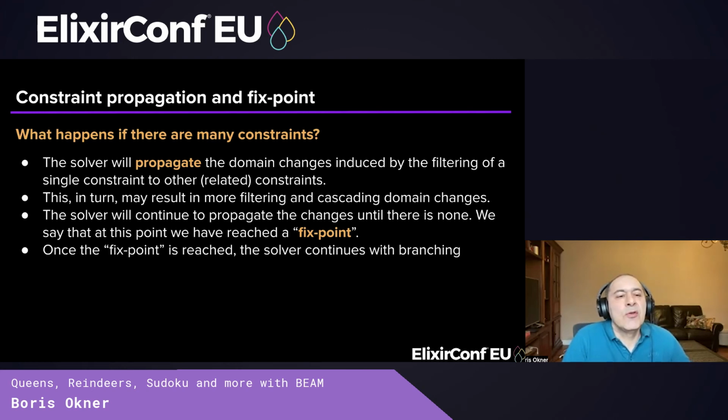Those constraints in turn will do more filtering and push the changes back. So you can visualize it as some kind of collaborative network of constraints. And this goes on until there's no more changes to be done. At this point, we say that it's a fixed point or stable state. And then the solver goes on with branching, and then, as we already said, it will be repeated recursively.